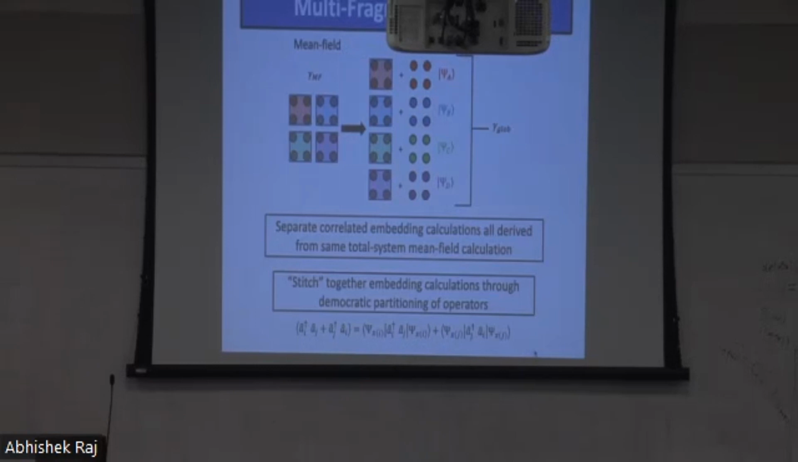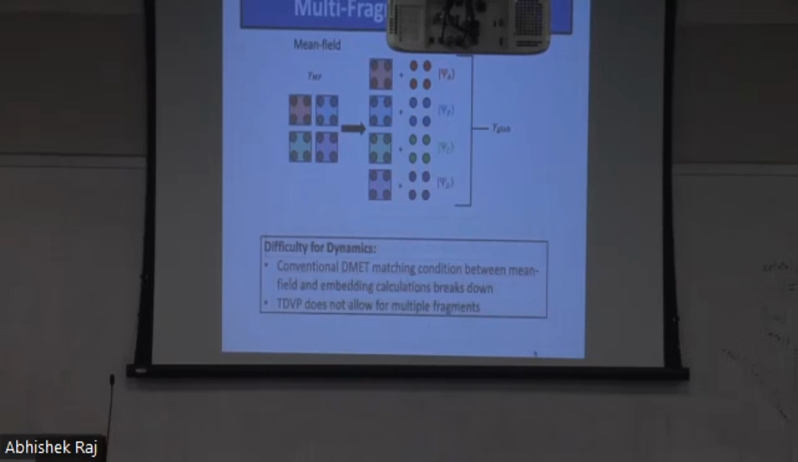Now, there's a difficulty when I try to do this for dynamics. And so this point I do want to emphasize here. A lot of these matching conditions, within DMFT and within DMET, are done numerically. A numerical matching condition does not work for dynamics.